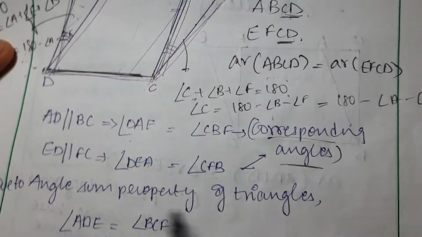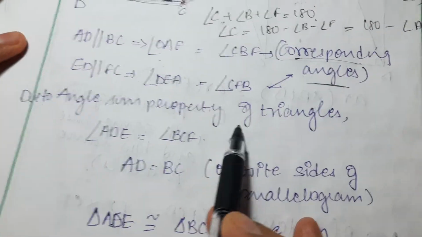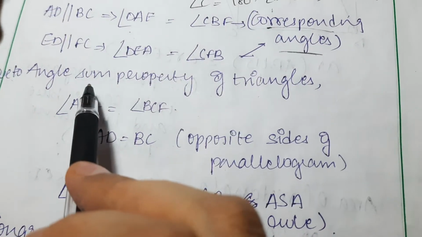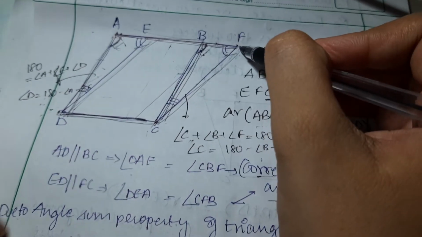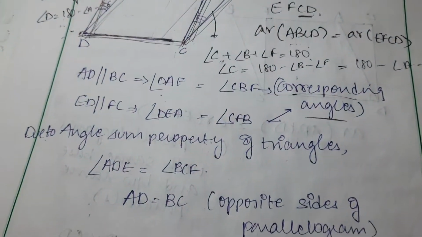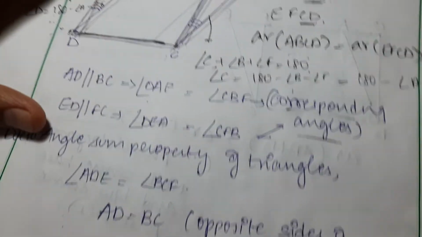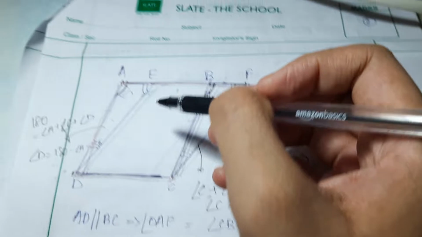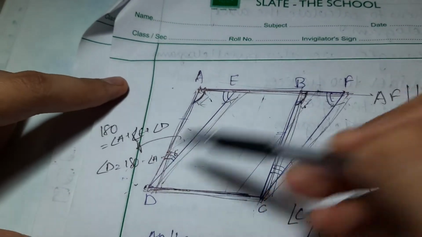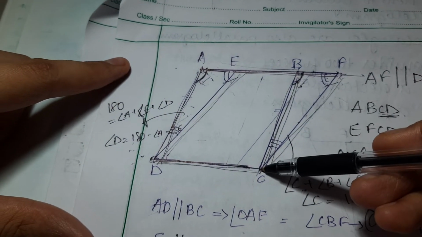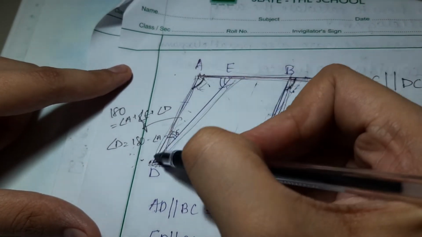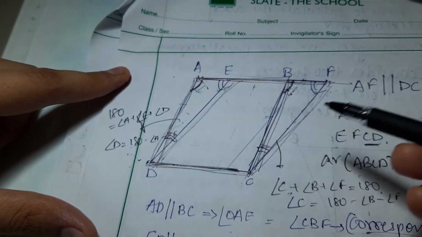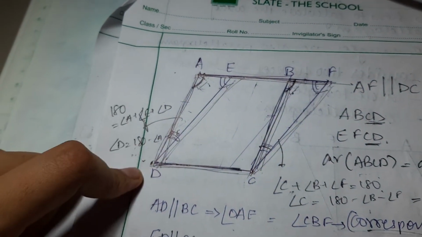So that's how, by angle sum property of triangles, angle ADE is equal to angle BCF. Okay, and by property of parallelogram, opposite sides AD is equal to BC. Now this side is equal to this side, and these two angles are equal. So what congruency property is this?